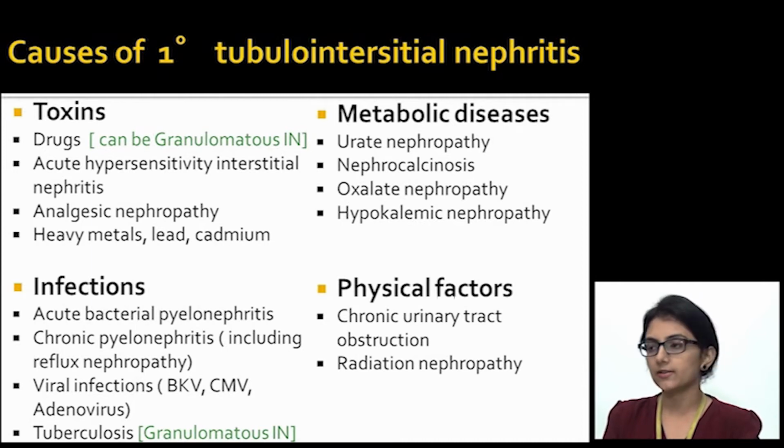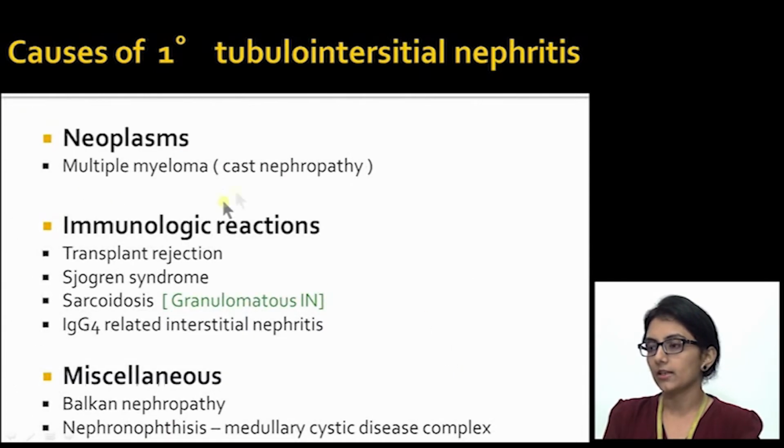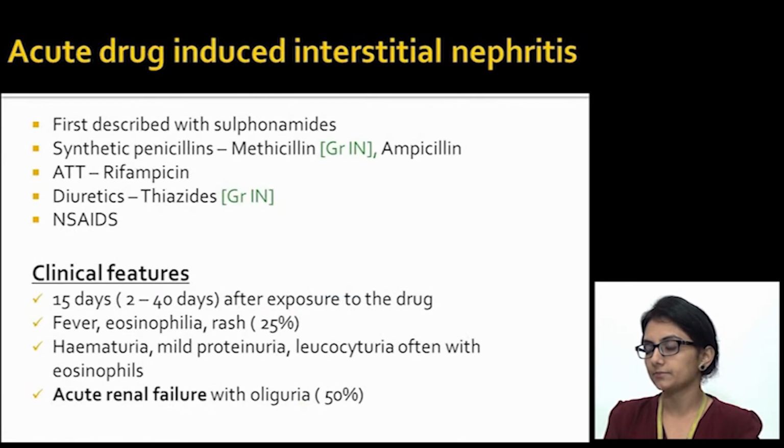This is a very long list, difficult to remember, but the things we do need to remember: toxins, particularly drugs and heavy metals. Metabolic diseases, we'll go into details of this. Infections, certain physical factors, particularly obstruction and radiation. Neoplasms, some immunological reactions, and we'll discuss some newer entities in this. And then, of course, some genetic causes of tubulointerstitial nephritis.